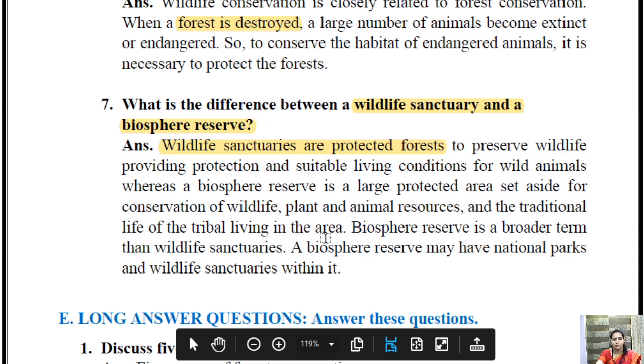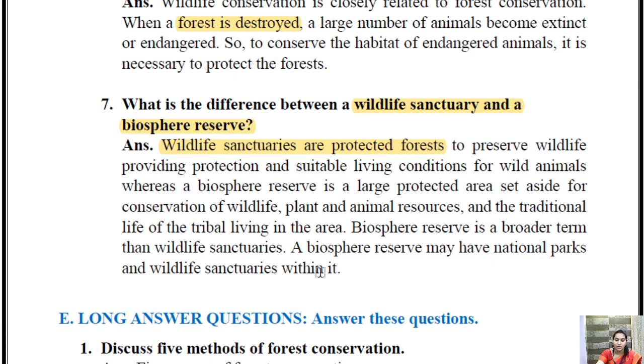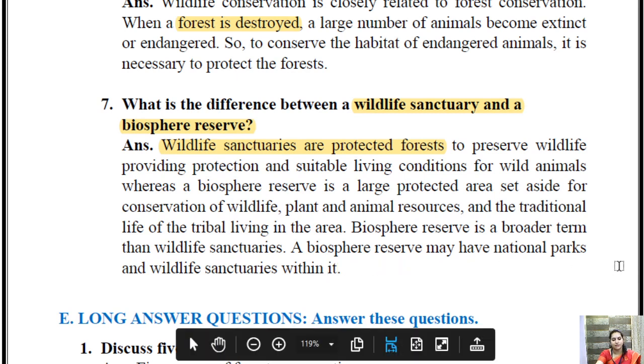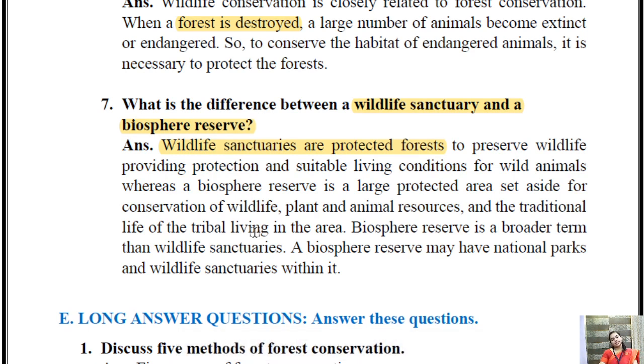Biosphere reserve is a broader term than wildlife sanctuary. A biosphere reserve may have a national park and wildlife sanctuary within it. So again I am explaining this to you. What is wildlife sanctuary and biosphere reserve?